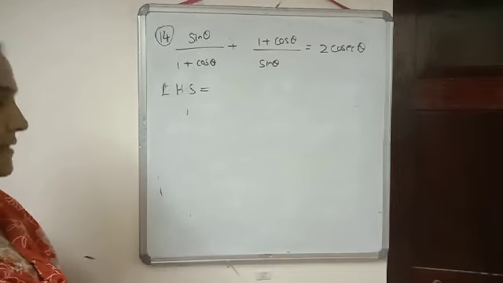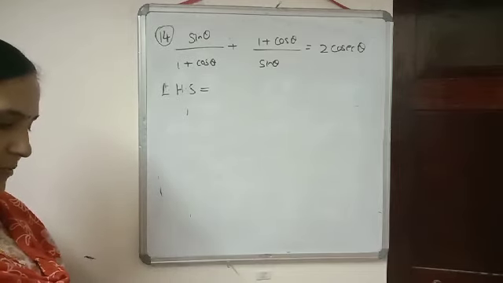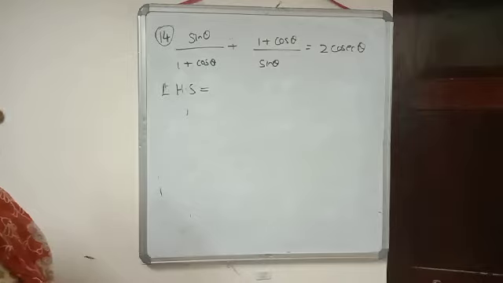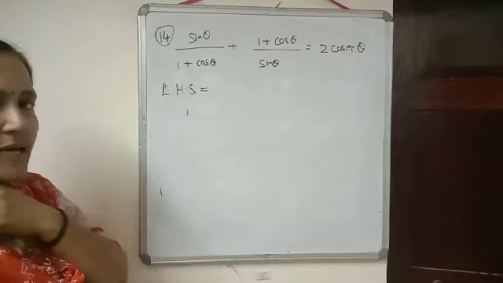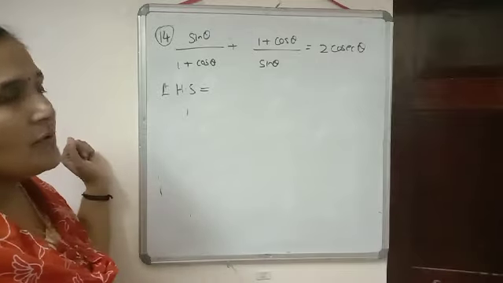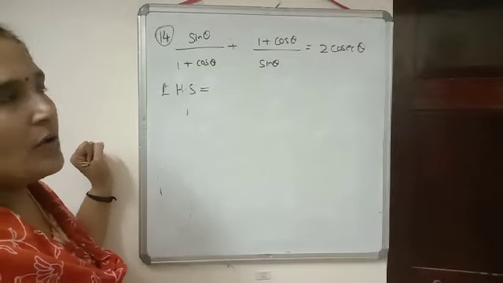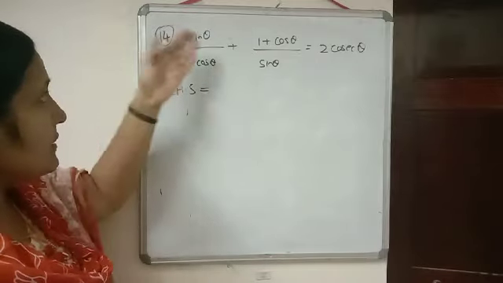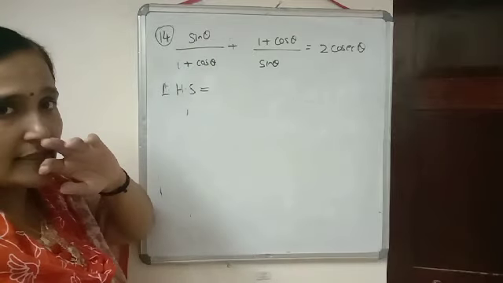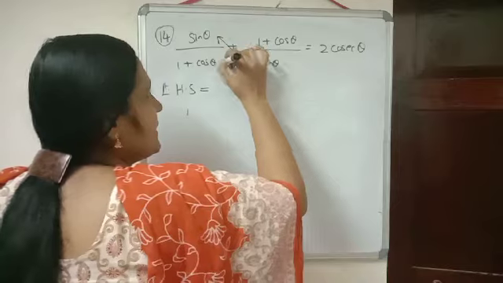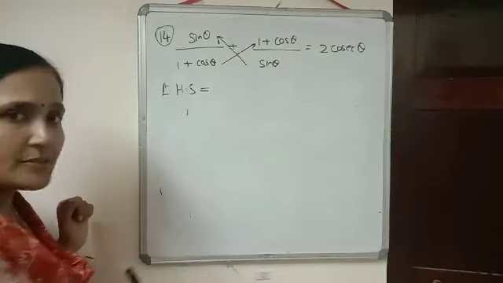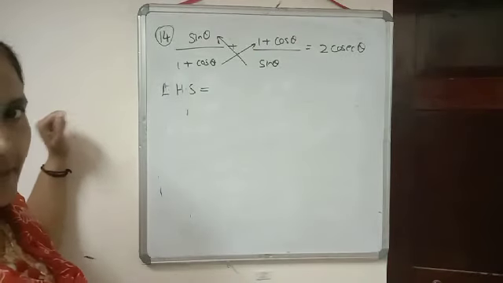Now all of you check this question. It is given, prove that sin theta by 1 plus cos theta plus 1 plus cos theta by sin theta is equal to 2 cosec theta. So again it is coming in the form of addition of fractions. Then what we can do? Yes, we can do the cross multiplication. So while doing the cross multiplication, be careful there.